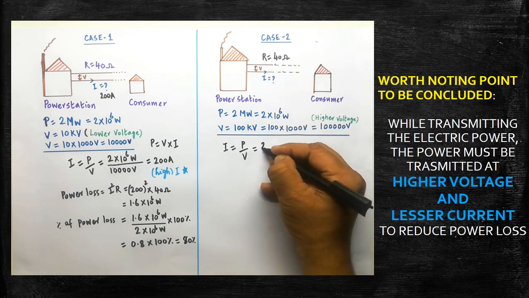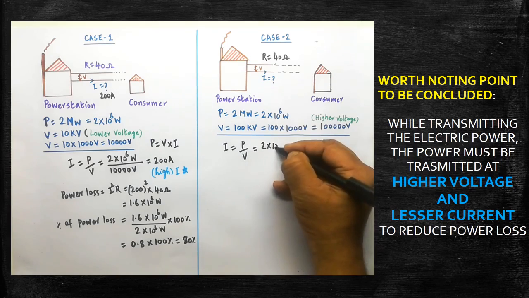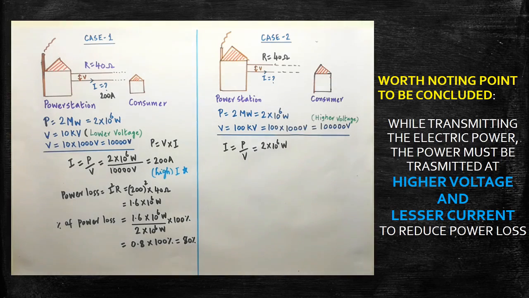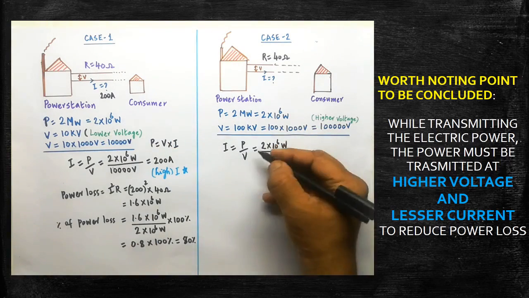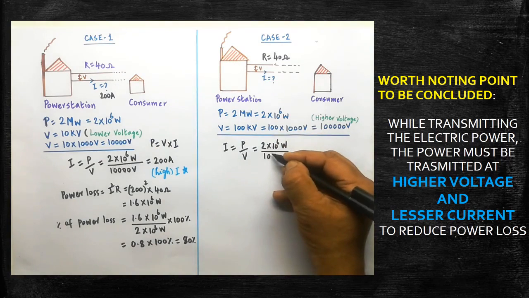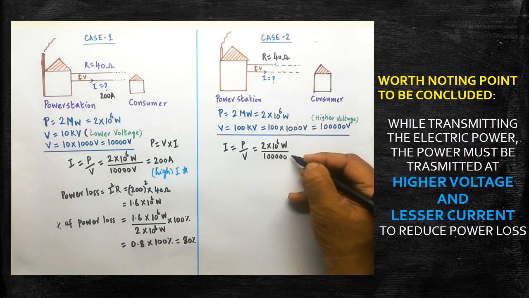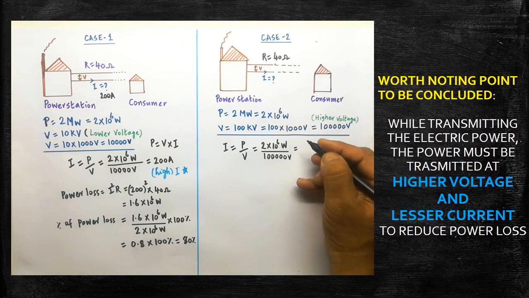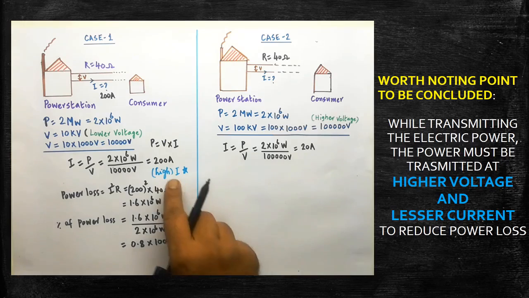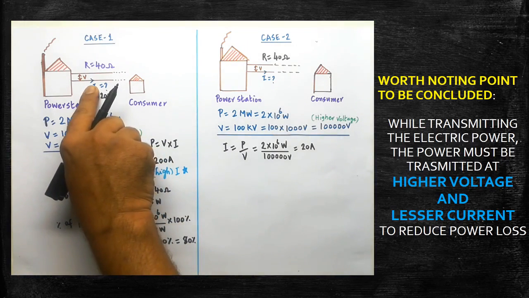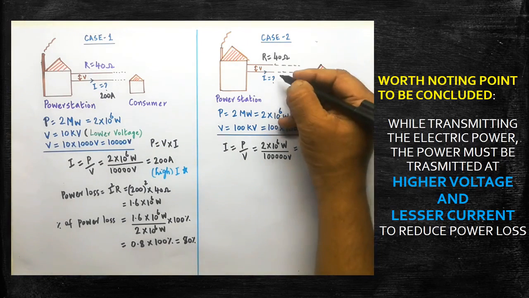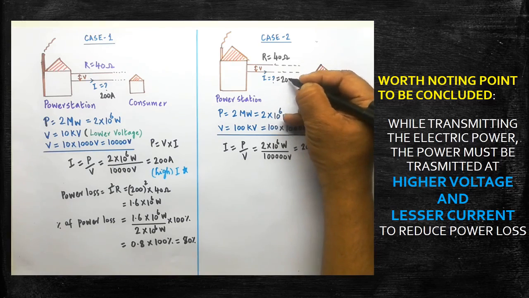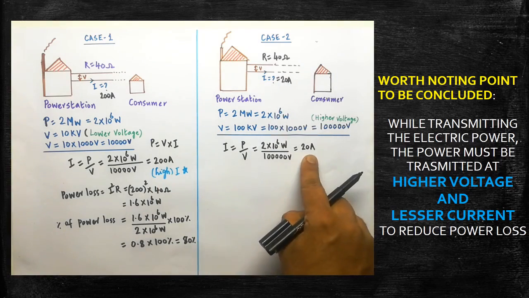The power sent from the power station is 2 into 10 to the power of 6 watt. And then the voltage value is 1 lakh volt, 1 with 5 zeros volt. After calculation you will get 20 ampere. Just compare the current which was passing through the wire previously in the first case with the current which is passing now. Here, the current value is reduced from 200 ampere to 20 ampere.